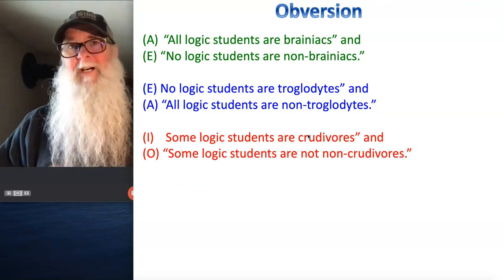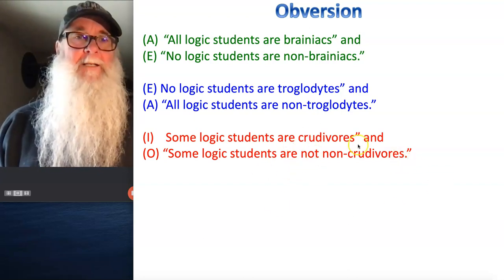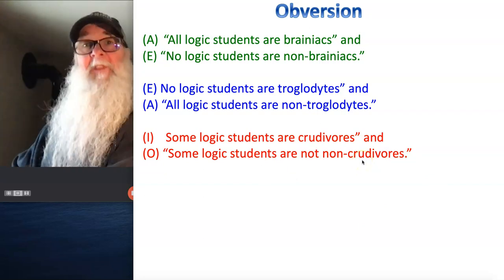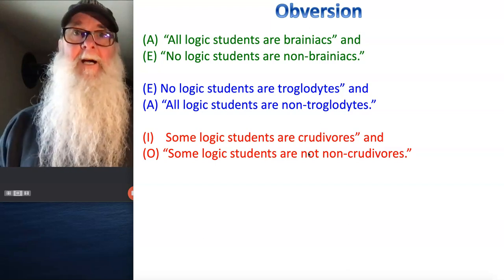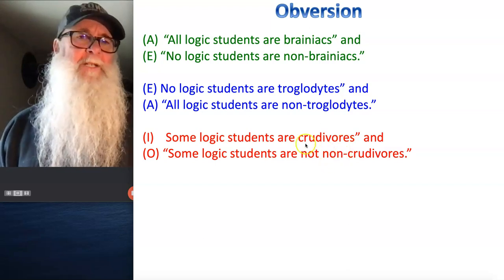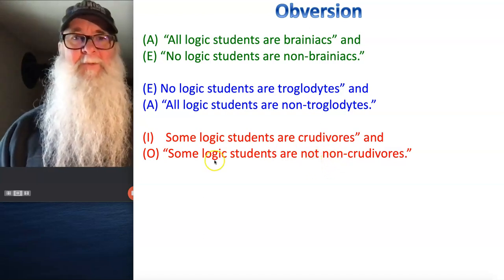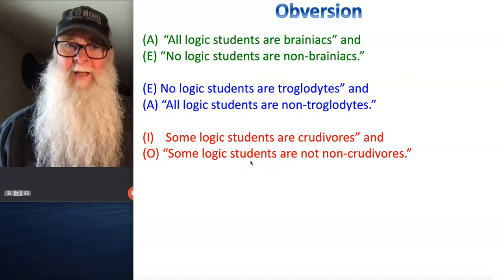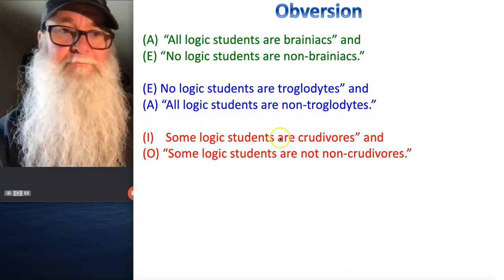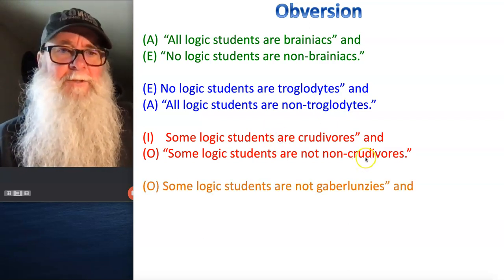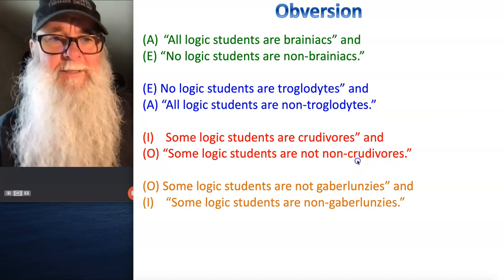Now, I know that not non sounds kind of goofy, but remember the difference between not and non. Non is allowing us to identify a category of things, but not is creating negation. Not is denying. Okay, so they seem similar. It almost seems like you might be thinking to yourself, like, this sort of feels like a double negative, but that's not really true, because what this statement is saying is that there's some number of logic students that are excluded from this particular category of thing. All right, and finally, some logic students are not Gaberlunzies. The obversion is going to be some logic students are non-Gaberlunzies.